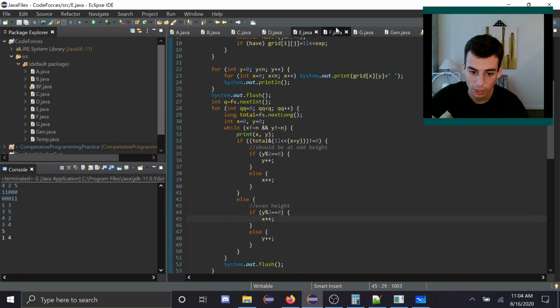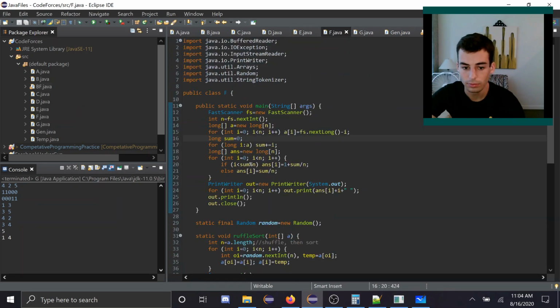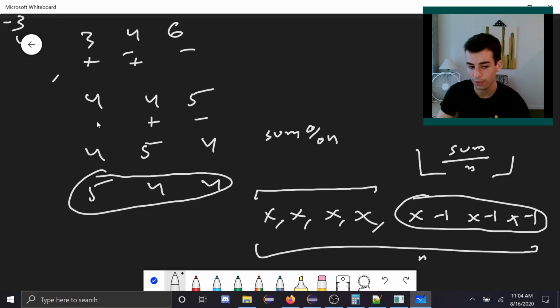Here's what that looks like. What problem is this? Problem F. Super easy to code, just a few lines. And once you have this, finally you have to transform it back.